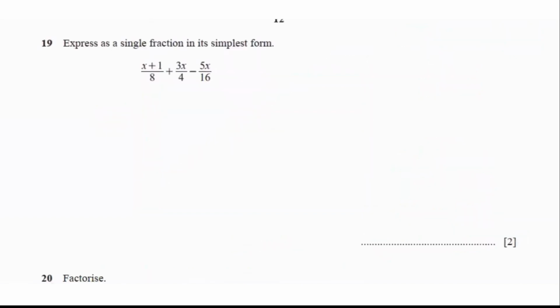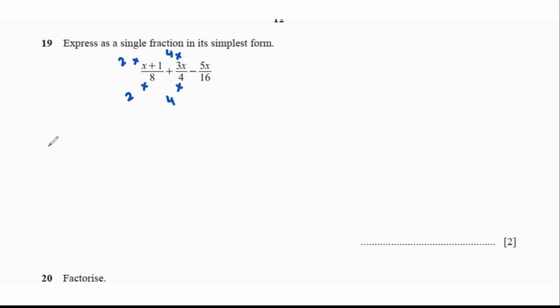Express as a single fraction in its simplest form. So since we're adding unlike denominators, we're going to start with making the denominators equal. If we look at the denominators for each of these fractions, we have 8, 4, and 16. All of these come in the 4 times table. So what we can do is we can make 4 times 4 over here, and we can do 8 times 2 over here.